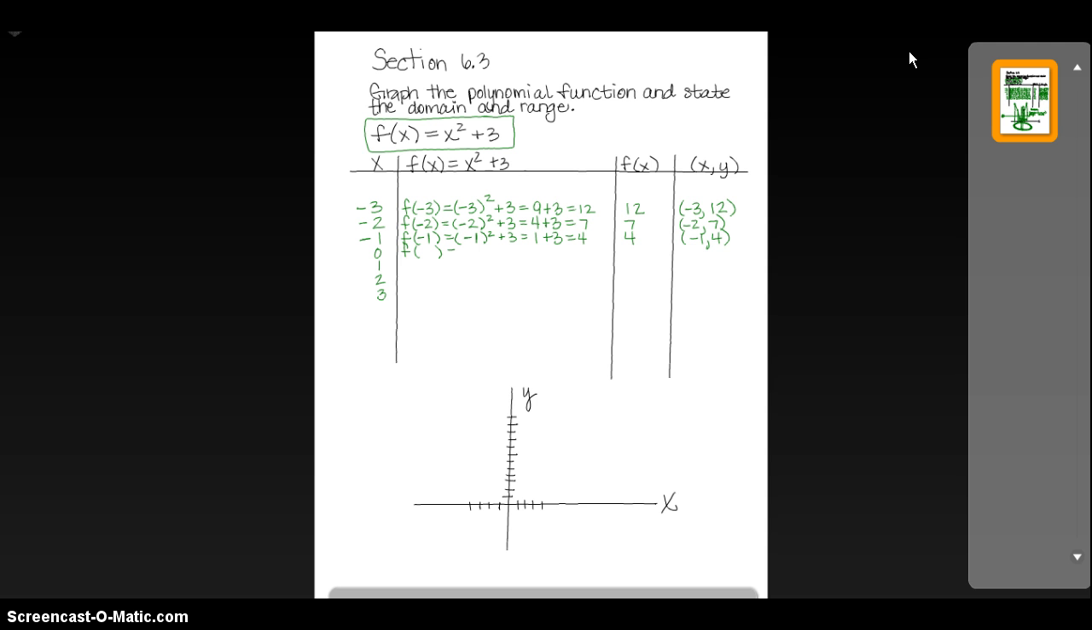Now let's do f of 0. So 0 squared is 0, plus 3 is 3. So my value is 3. So 0, 3 is my ordered pair. Now let's do f of 1. So 1 squared is 1, plus 3 is 4.